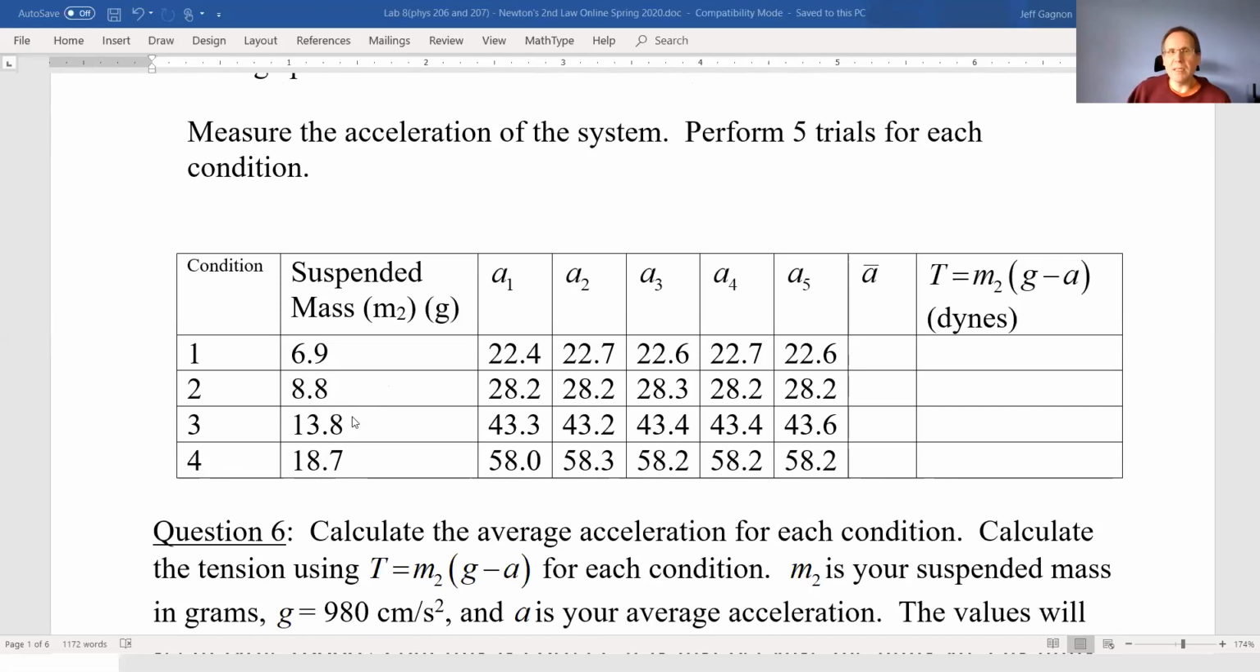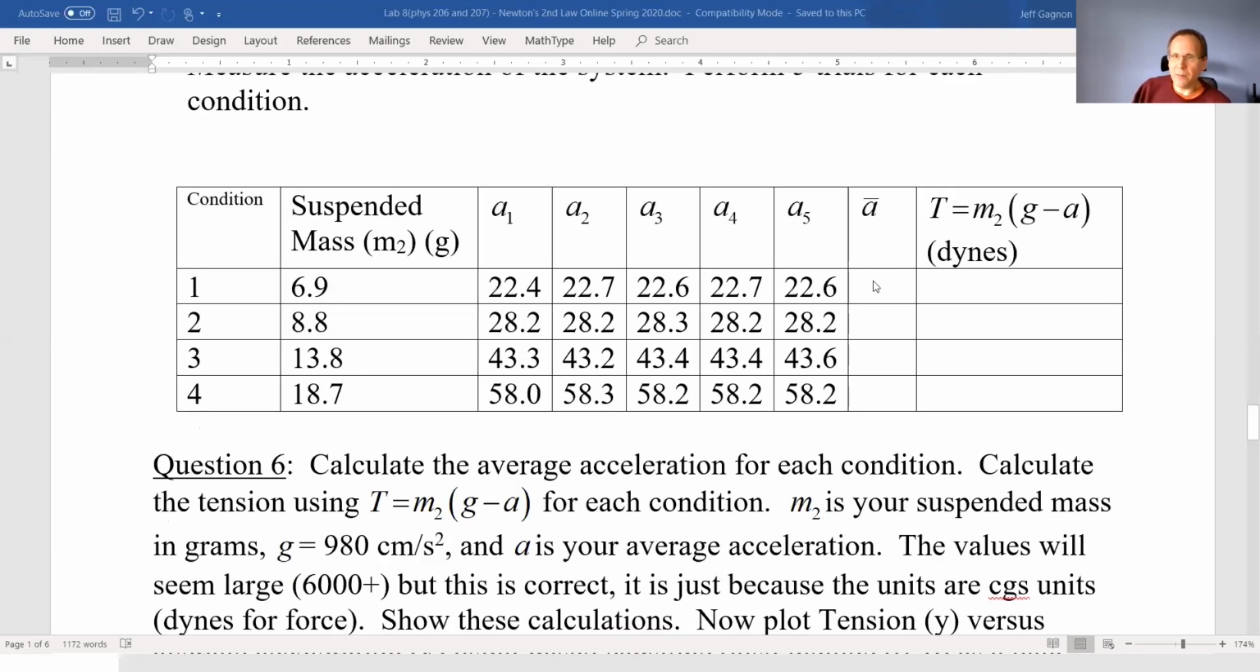We performed 10 acceleration trials again for each of those masses. Remember, the cart was always the same. It was a cart with the 2 cylindrical weights. And these are the values that I got for the acceleration for the 5 trials. Okay, so what I want you to do for question 6 is, first of all, find the average acceleration for each of these conditions. Right? So the 4 averages here.